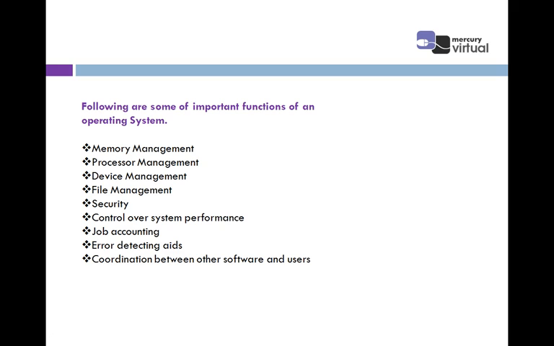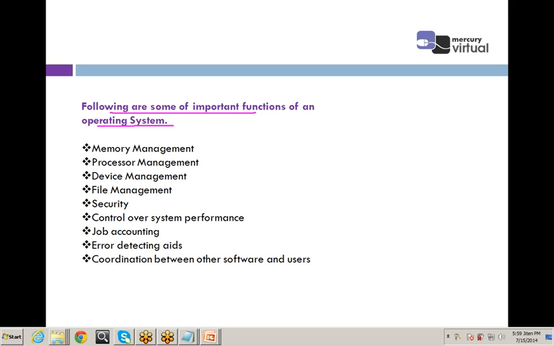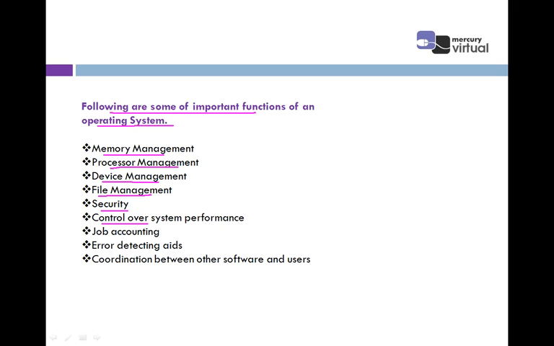Now let's see another slide. These are some important functions of an operating system. As I told you earlier, there are different topics. The first topic is over, that is the definition of operating system. Now we come to another topic, that is functions of operating system. There are different functions which are discussed in detail, but on this slide there are different names of things performed by the operating system, like memory management, processor management, device management, file management, security, control over system performance, job accounting, error detecting aids, and coordination between other users and hardware.